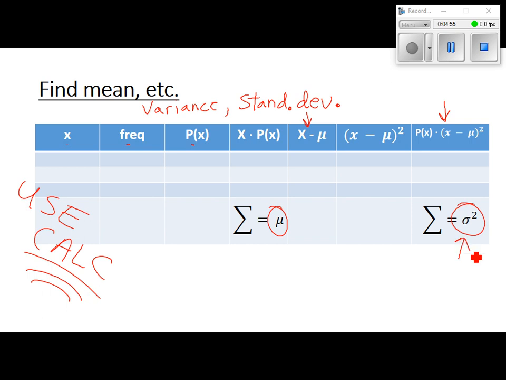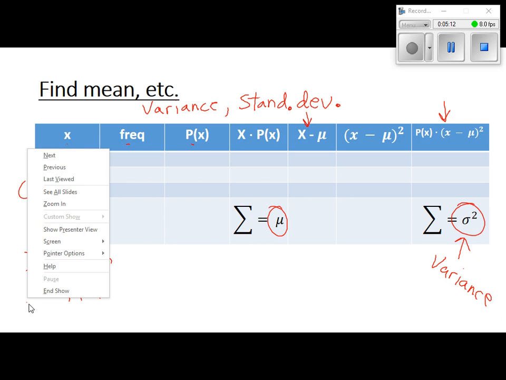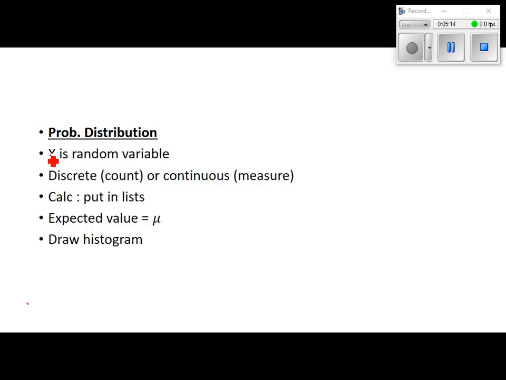What's that sigma squared stand for again? Variance. And then how would you find the standard deviation? Take the square root. Now on your calculators, it's backwards because it tells you the standard deviation, so to find the variance, you'd have to square it. That's probably what this next slide says.